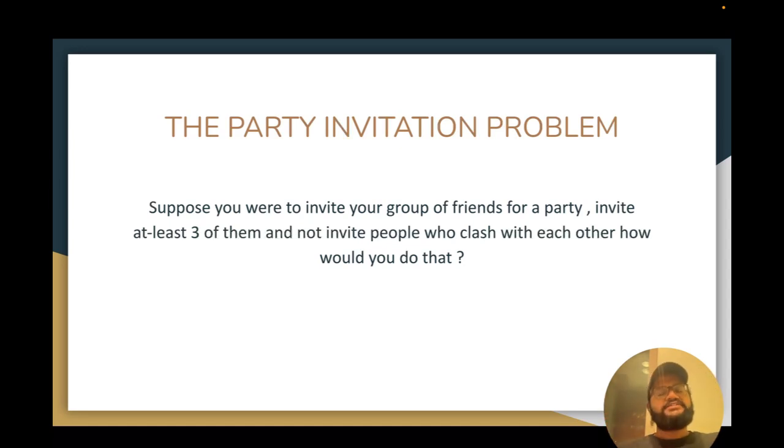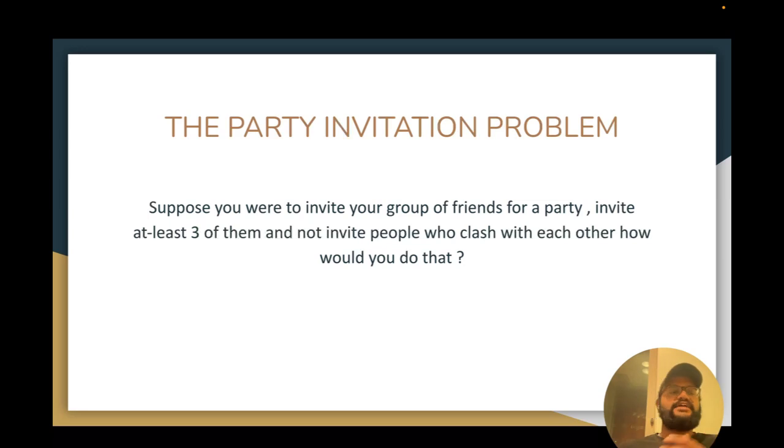And you have to design an algorithm for that. As a computer scientist, your basic intuition should be to assign each of your friends as a node, and if they go well with each other, connect them through edges. If not, do not connect them with edges. And then you find a subgraph and invite that particular subgraph such that there are no conflicts in it.